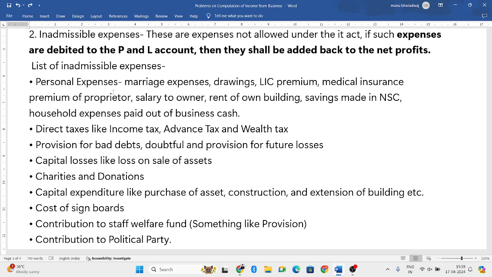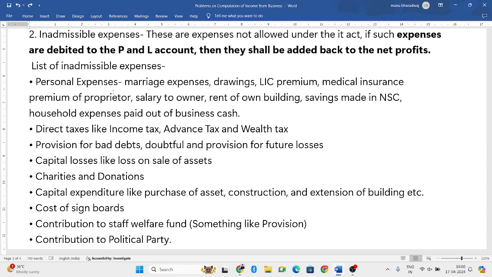Salary to owner. You always know that the owner doesn't get a salary in the business. Owner will only enjoy the profits of the business. If any salary is given to the owner, it means he's trying to take more money from the business in order to show less income for the business. So income tax doesn't allow salary to the owner. Rent of own building means it's your own building and you take rent out of it. This is just to show less income so that you pay less tax. So the income tax department doesn't allow you to show it as an expense.